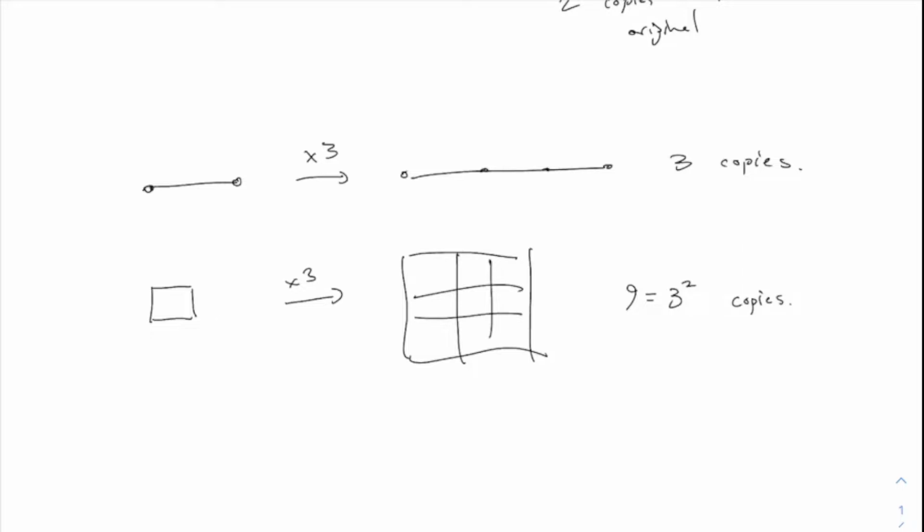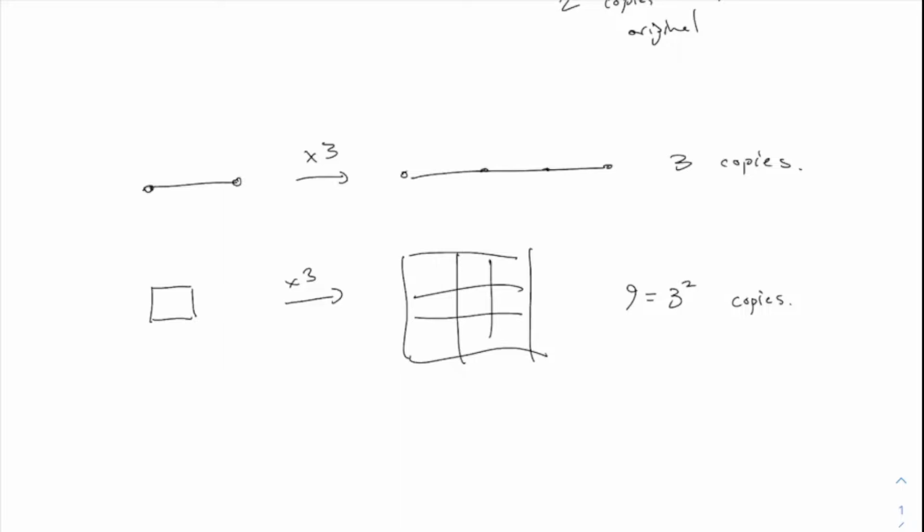Why do you get 3 squared in R2, whereas you only get 3 in R1? Basically, it's because R2 is 2-dimensional, all right? And this is part of what we mean when we say R2 is 2-dimensional, because things grow differently in R2 or something like that. This is another point of view about what dimension is supposed to mean.